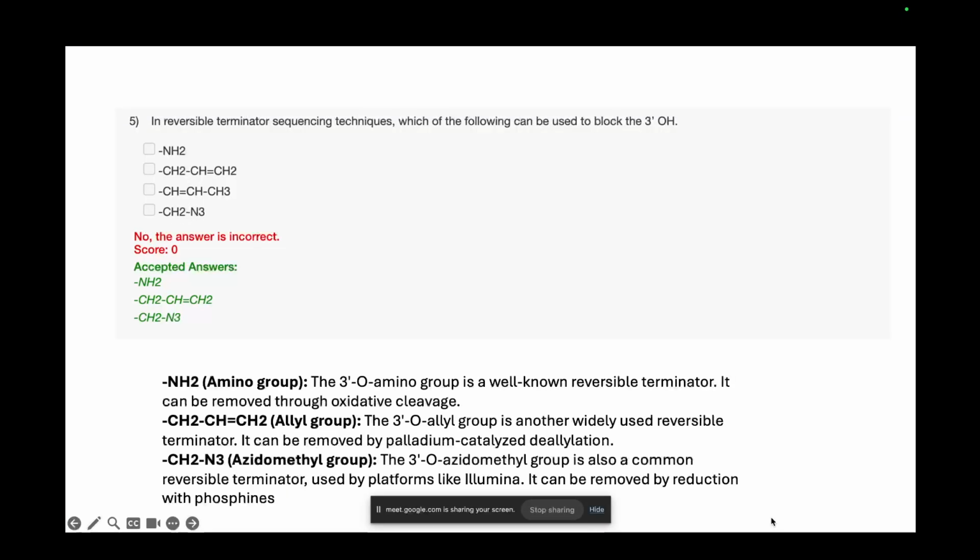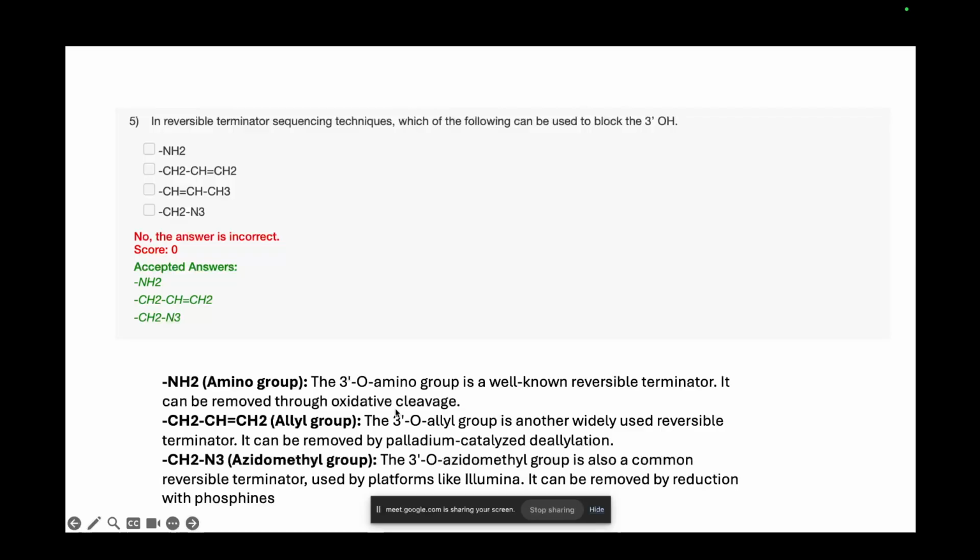Okay. The answers are the amino group, the allyl group, and the azidomethyl group. I was not very sure about why the other group is not there, because the only difference between this and this is the double bond at the second position for the third option. So what I am assuming is this will cause some sort of steric hindrance that will not allow it to be removed easily. The amino group is a well-known reversible terminator.